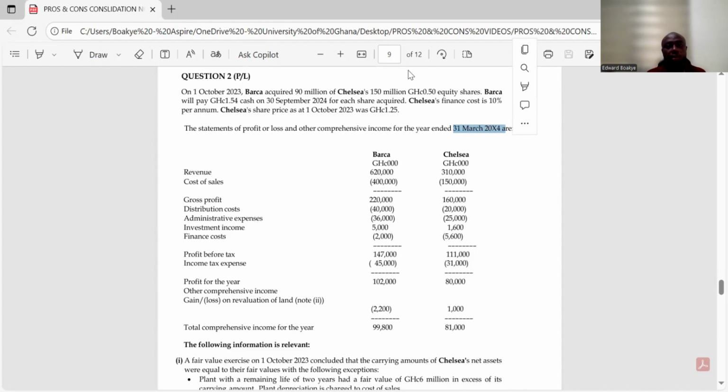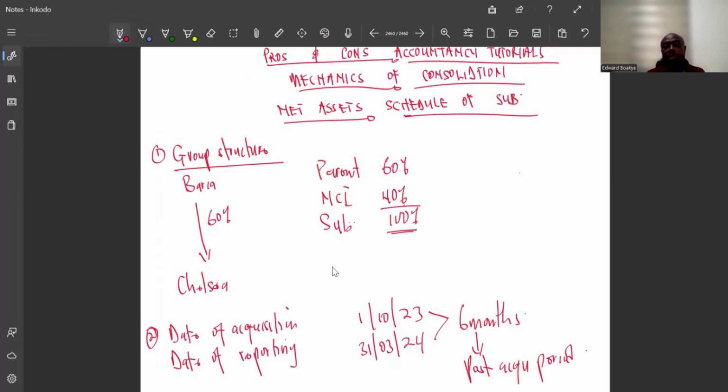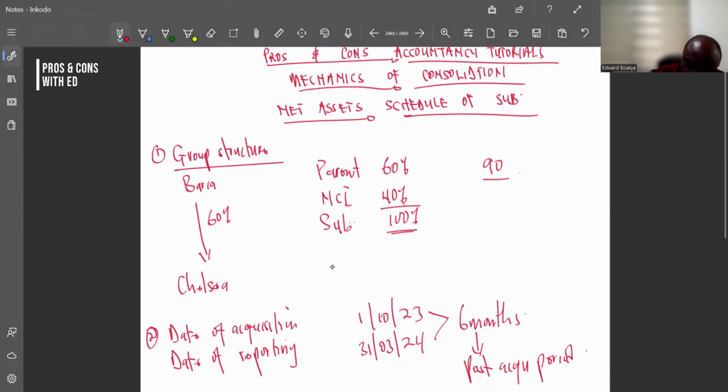So let's go and deal with the three mechanics. If you look at our board, we have Barca purchasing Chelsea for 60%. What brought about the 60%, right? Let's see. Barca purchased 90 million of Chelsea's 150 million. If you multiply this by 100, we are going to get 60%. So in that case, it means Barca purchased 60% of Chelsea. So that's what we see as our group structure.